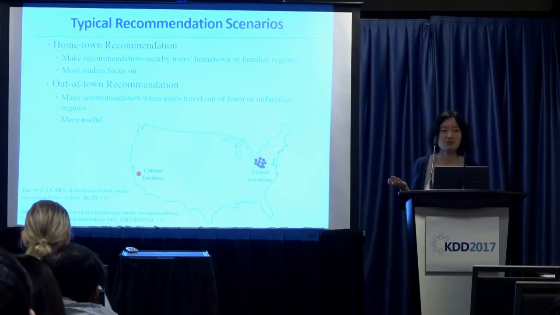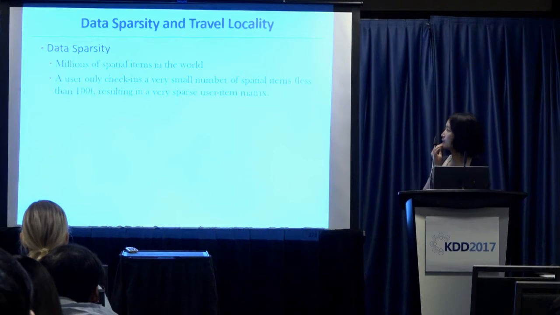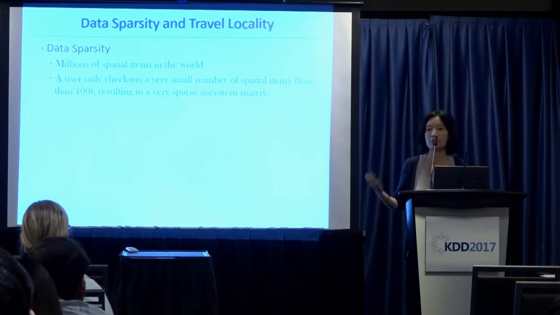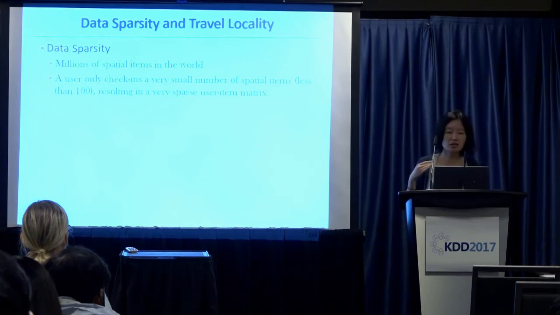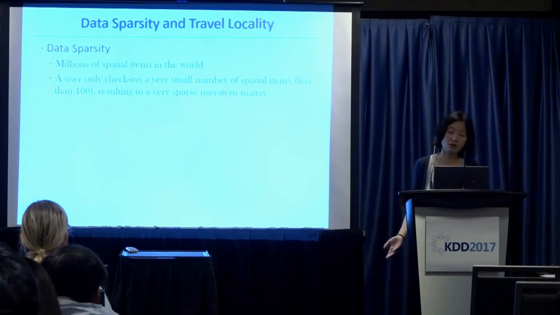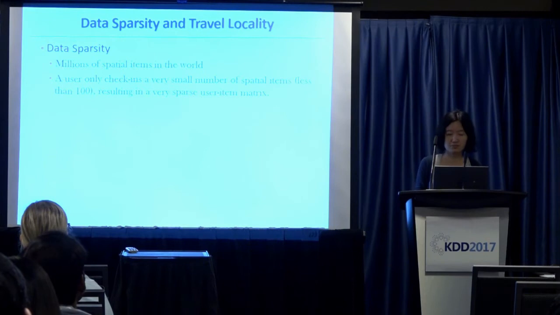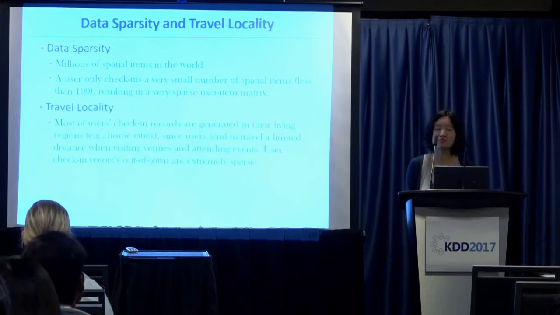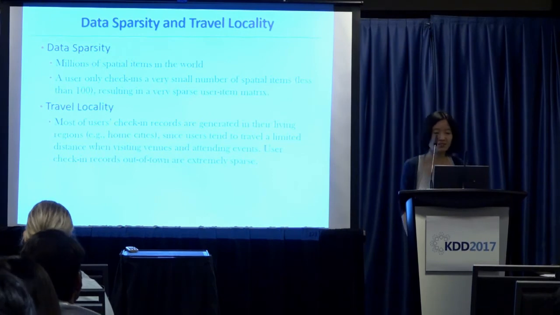Because there's no historic information for the recommendation system, it's also a very difficult job for the system to do recommendation. Now let's see what the more concrete challenges are. I have already mentioned some in an intuitive way. The first challenge is data sparsity. There are millions of spatial items in the world, but how many spatial items can you check in? Probably in your hometown, there are a lot of those spatial items, but when you travel to a new place, there could be none. Of course, most recommendation systems encounter the data sparsity issue, but for out-of-town recommendation, this issue is very difficult to handle.